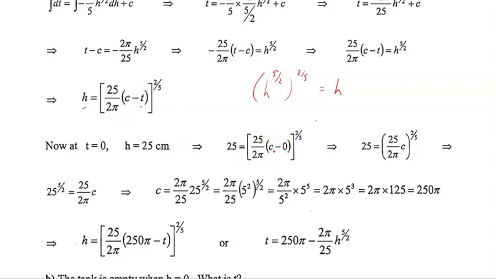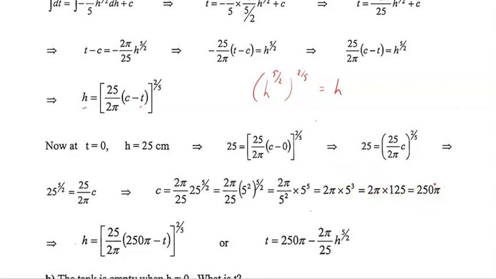That implies that 25 is equal to 25 on 2 pi C to the power of 2/5. So 25 to the 2/5 is equal to 25 on 2 pi times C. Rearranging, C equals 2 pi on 25 times 25 to the power of 5 on 2. Let's just play with some indices. 5 squared is 25, so that's 2 pi on 5 squared times 5 to the power of 5. That gives us 2 pi times 5 cubed, which is 2 pi times 125, so it's 250 pi.